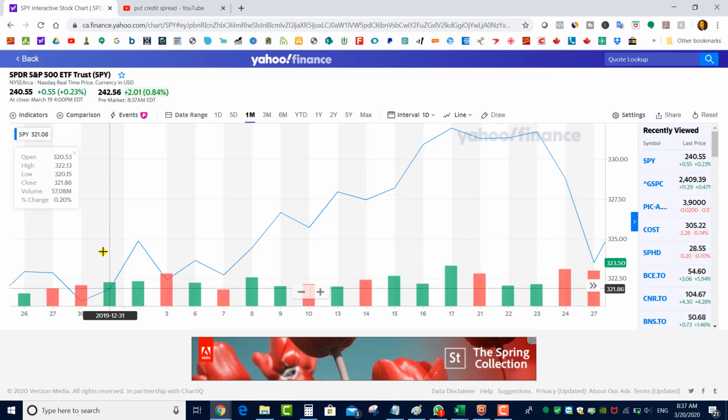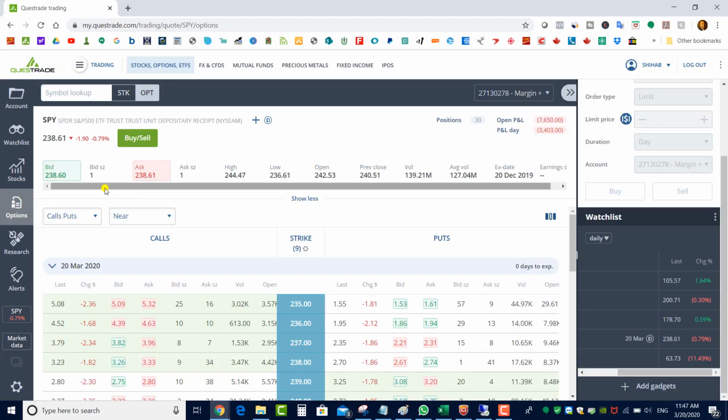All you do is you sell a put option with an expiration 30 days later, and you buy a put option with the same expiration 30 days later. So for example, if the SPY is trading at 238 right now, I could sell a put option lower than 238 and then buy a put option that's even lower for protection, creating a credit spread, collect money, and I keep that money if come 30 days, SPY is trading above that first put option that I sold.